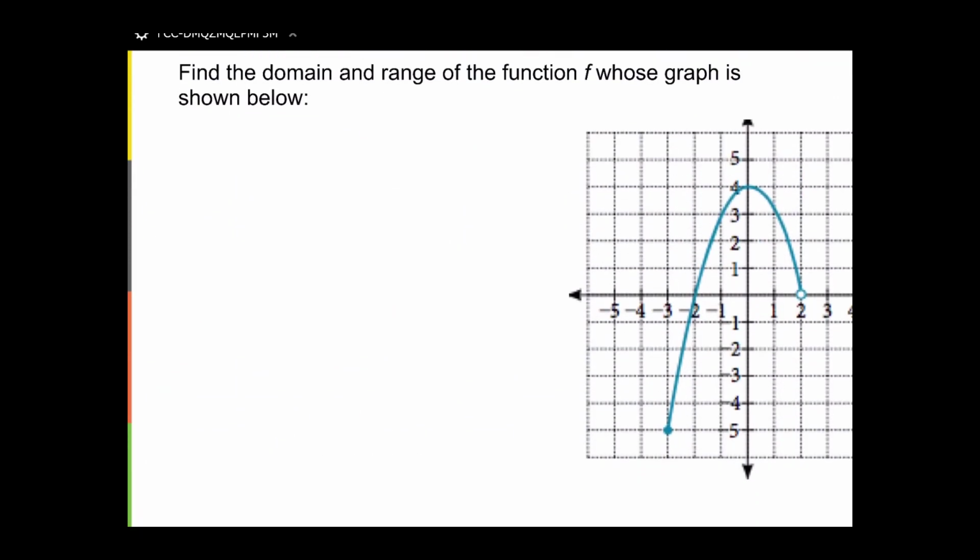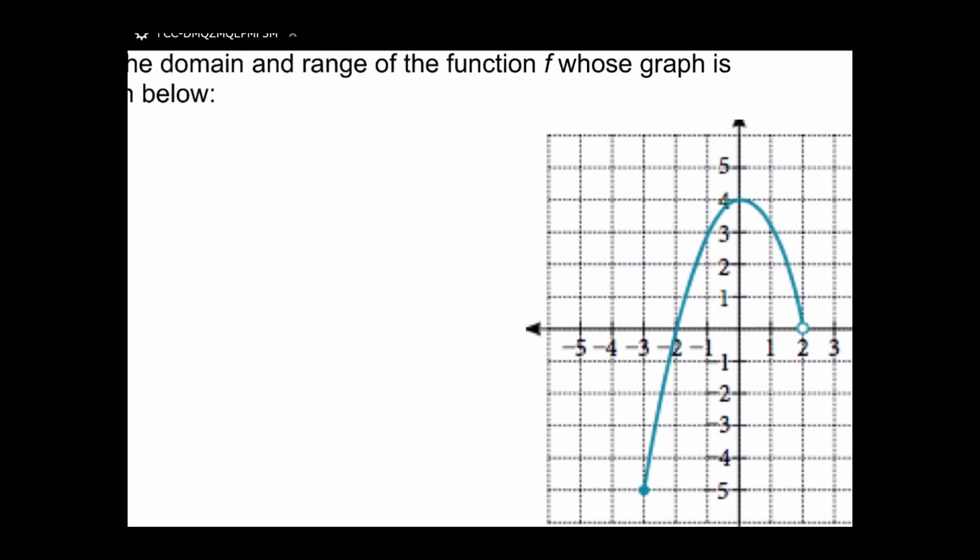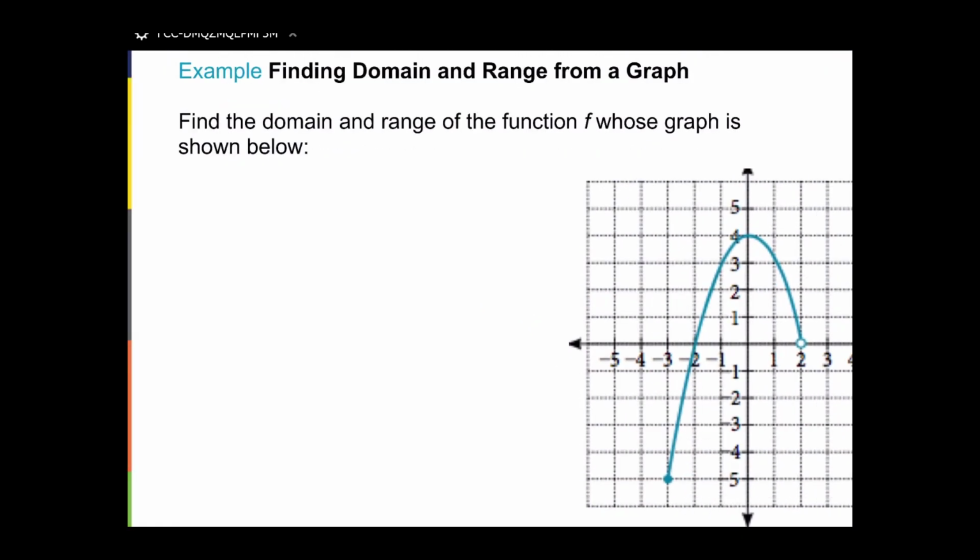So basically, this is what's going to happen. You're still identifying what it is that you can substitute in for x, what inputs can be included, what inputs would be excluded for the domain.